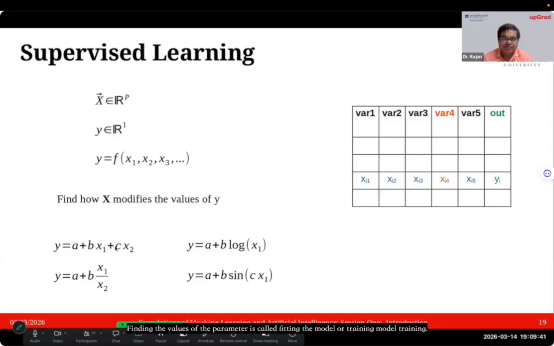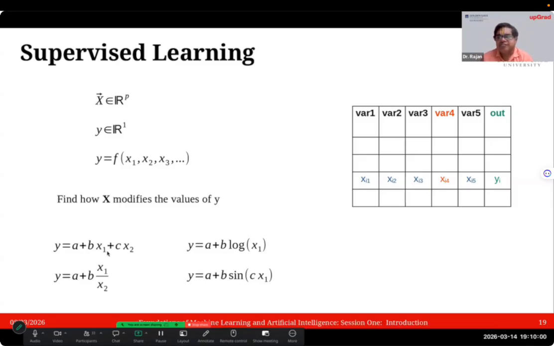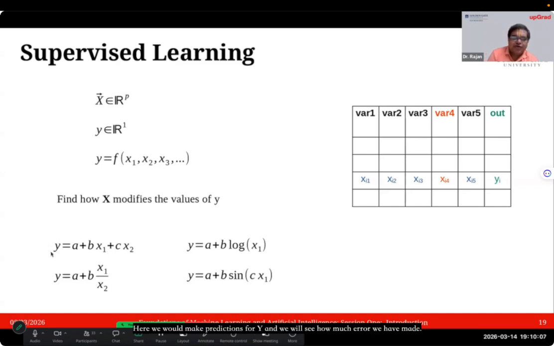Finding the values of the parameters is called fitting the model or model training. Model training means we are going to identify the values of A, B, and C such that we get agreeable behavior, the best possible outcomes. What do you mean by best possible outcomes? That is, using some values here, we would make predictions for Y, and we will see how much error we have made. The measured values of Y are already available.